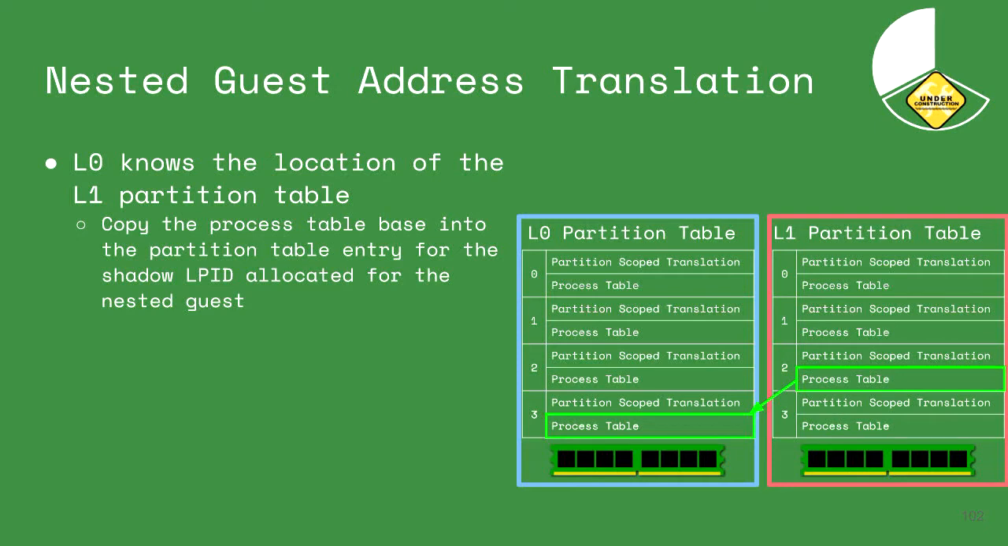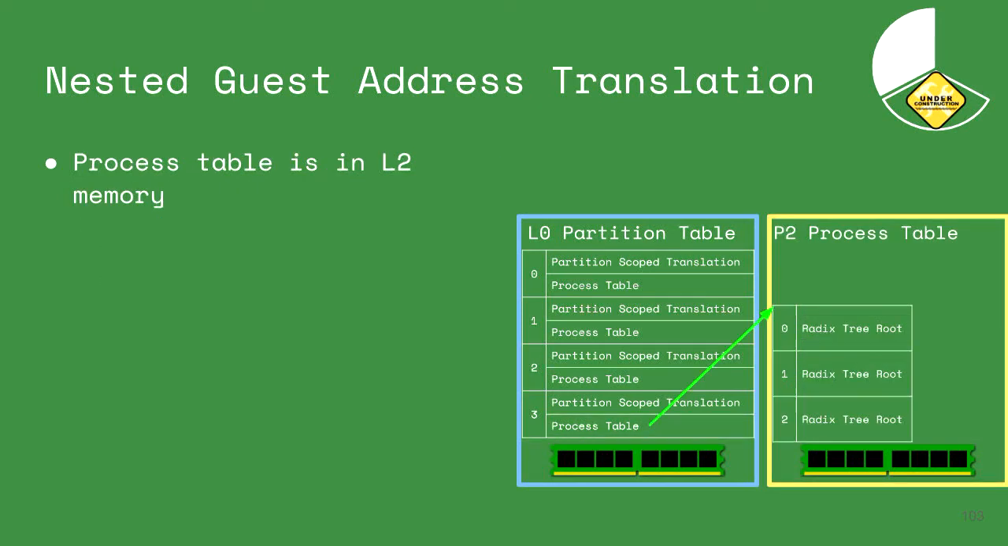So let's look at how process scope translation is going to work for this nested guest. So level 1, as I said, has to register its partition table with level 0. So when we're running in level 0, we know the location of this. So we can just copy the process table entry from level 1's partition table into our partition table at the location that we allocated for that nested guest.